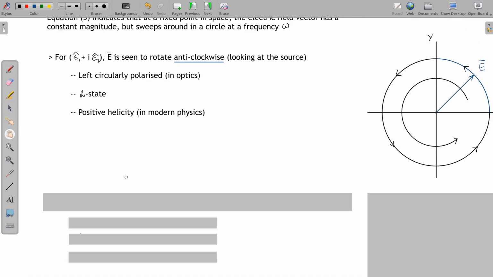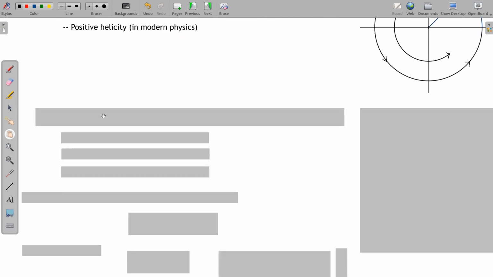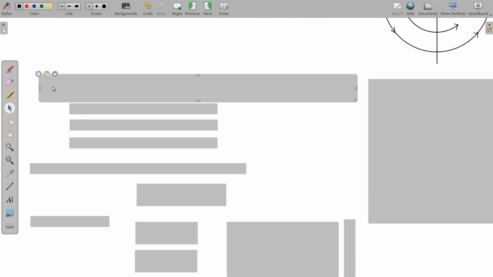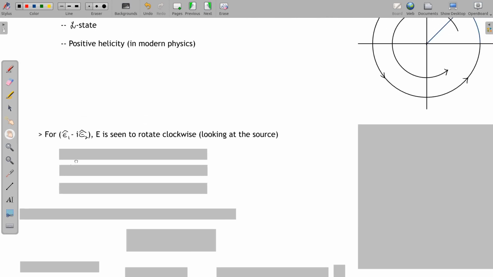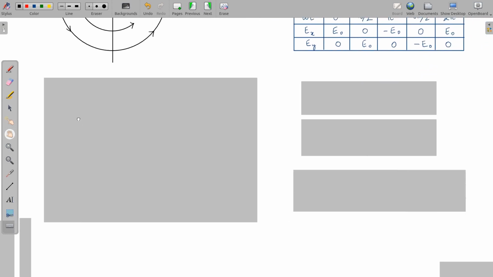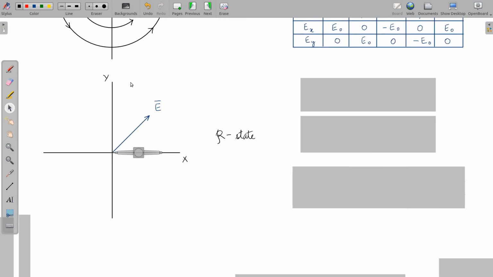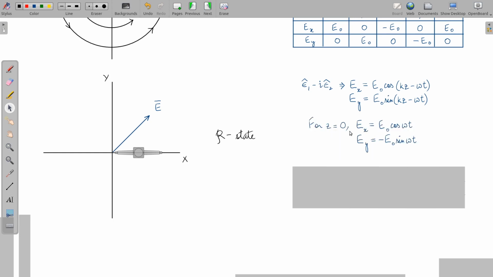So in a similar way, if we take the negative sign, epsilon 1 minus i epsilon 2, then the electric field is seen to rotate clockwise when we are looking at the source. And again we can perform a similar exercise as here. So here we are considering epsilon 1 minus i epsilon 2. So we are going to take the plus sign because the plus sign appears below. Then considering z equal to 0, we will have minus E naught sine omega t. And then here also we can go the same way and take the different points.